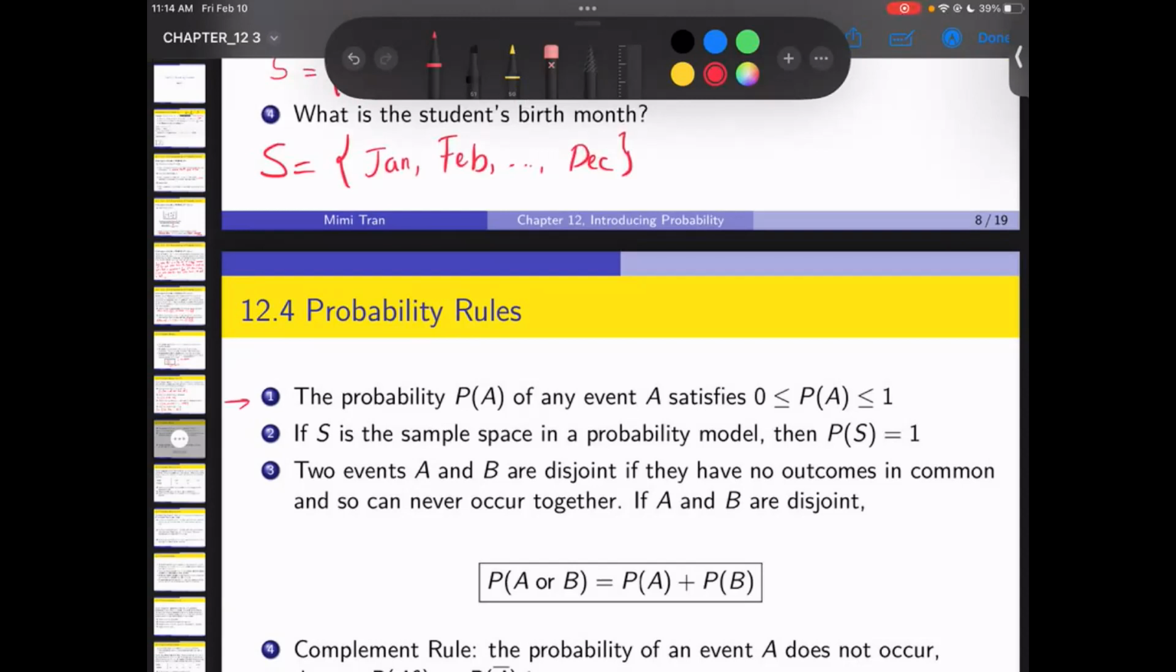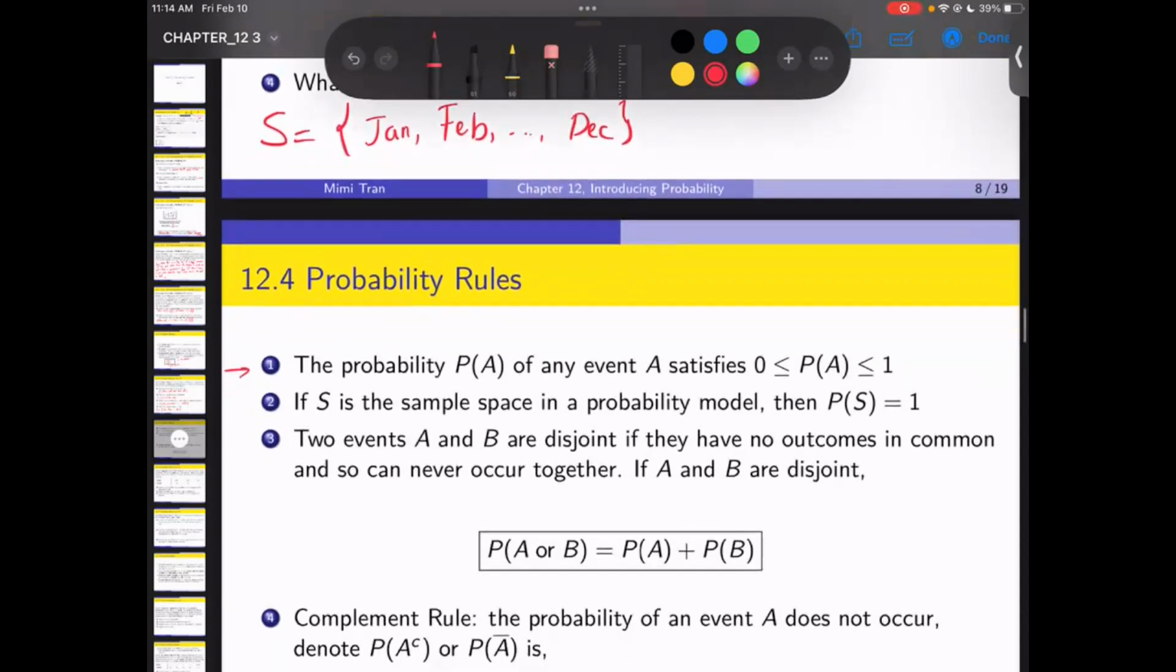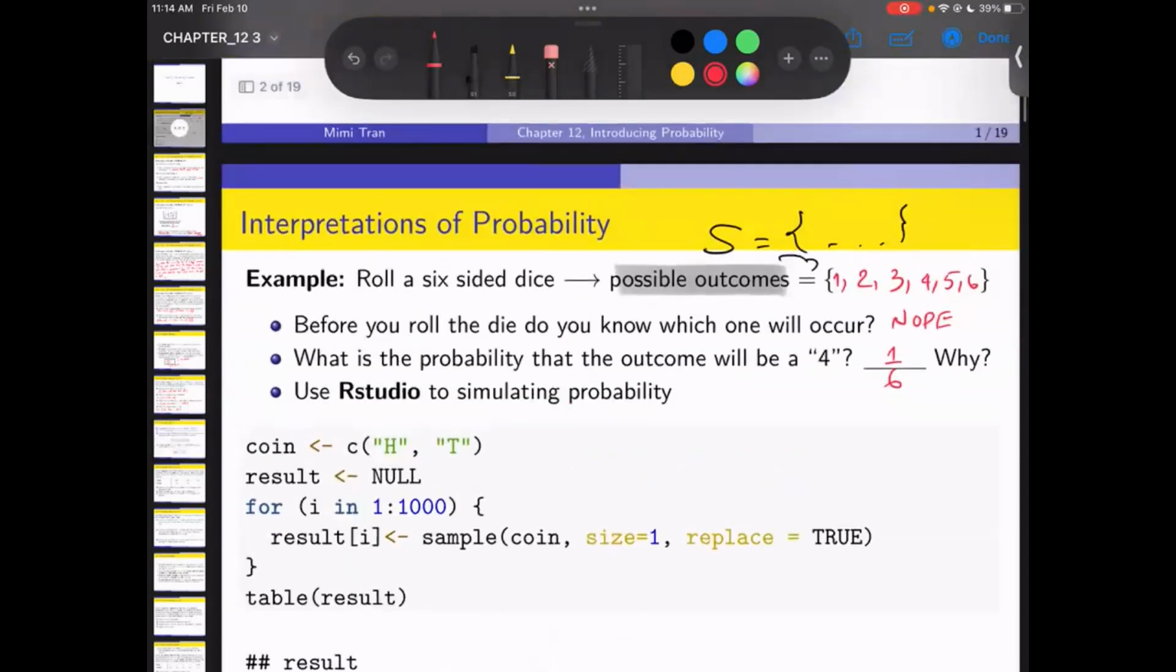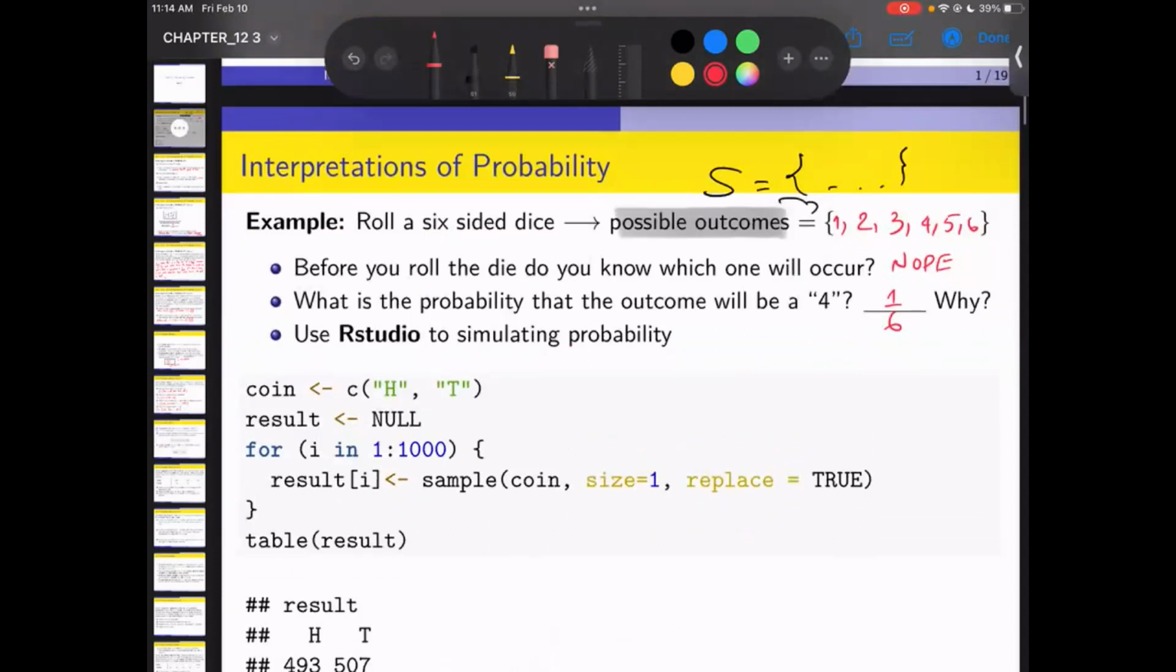In a probability model, the probability of the sample space is 1. Does that make sense? I go back here, the probability of me getting a 1 is 1/6, getting a 2 is another 1/6. 1/6 added 6 times is 1, right? 6/6 is just 1. The probability of a sample space is always equal to 1.